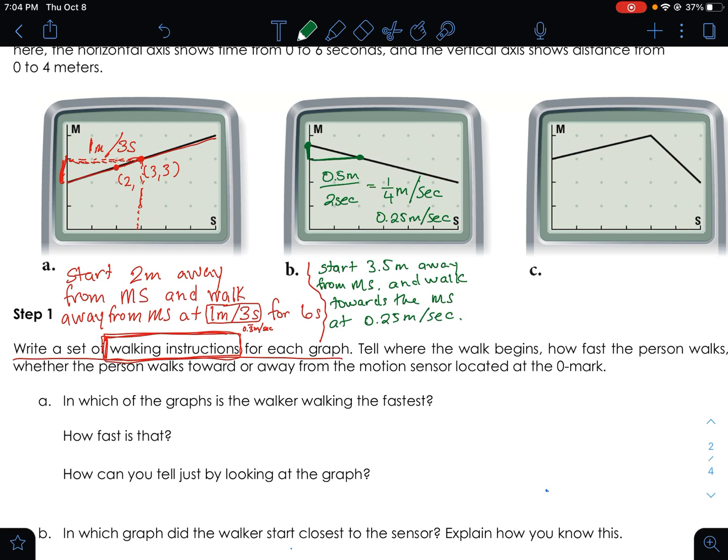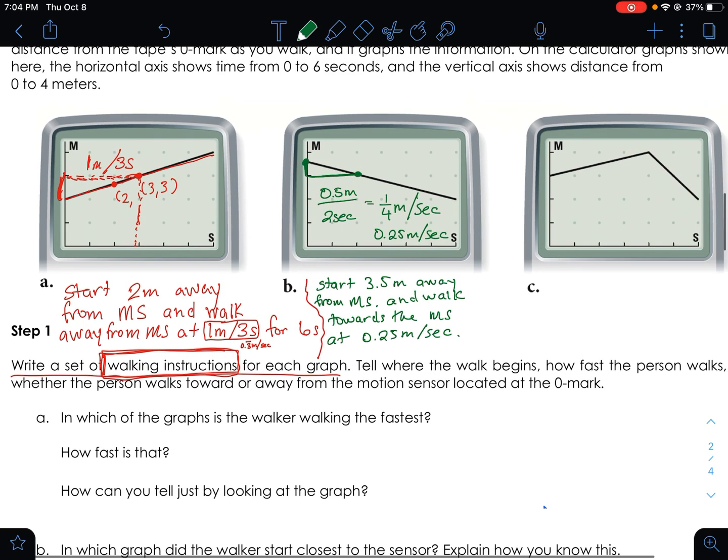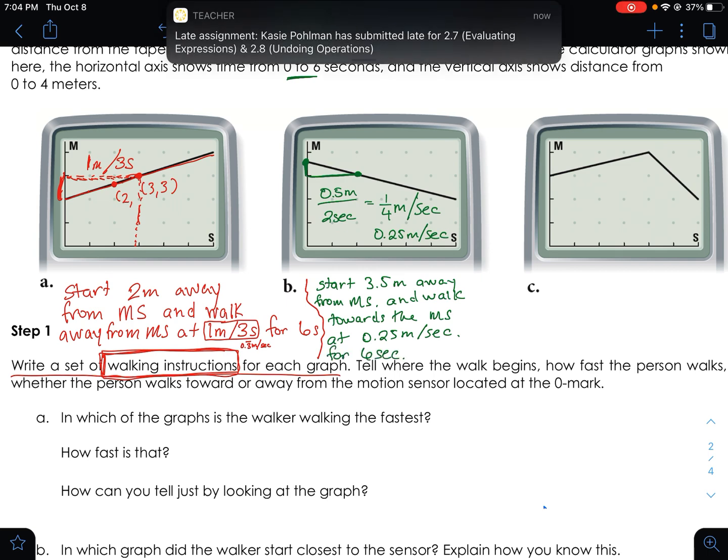Now, last thing we need to do is how long are we maintaining this speed? These graphs are going from 0 to 6 seconds, so we maintain this speed for 6 seconds.